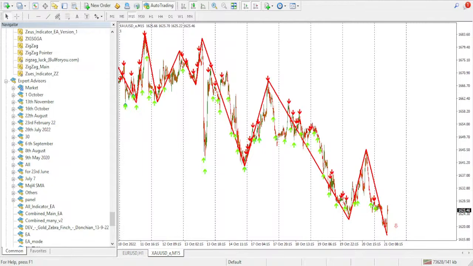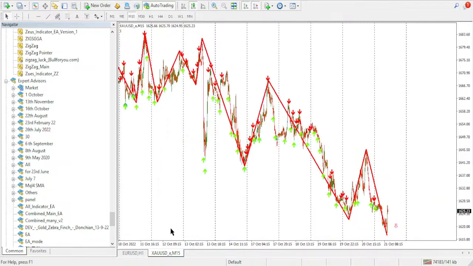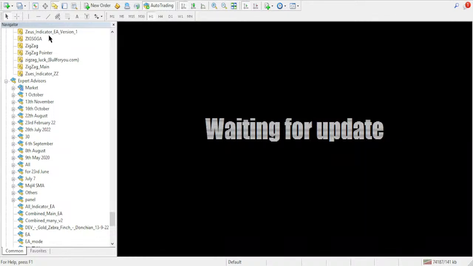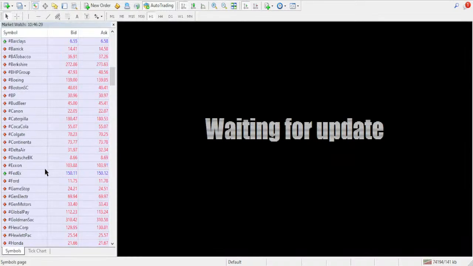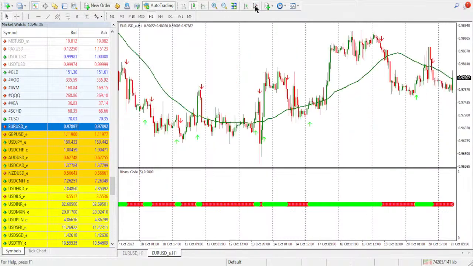Today's 21st of October. So I'd like us to start the analysis with a chart on my screen. We'll start off with the gold. Let me close this chart first of all. So I want us to start off, just a second. We'll start off with the Euro USD.